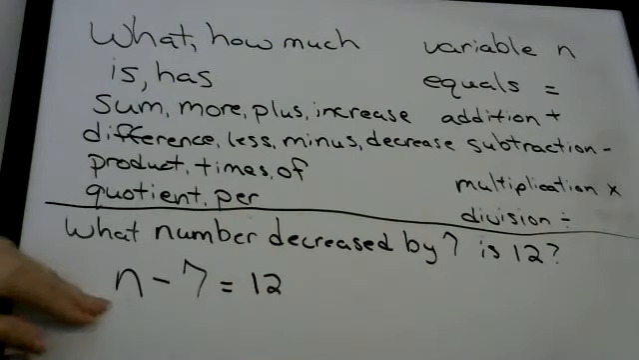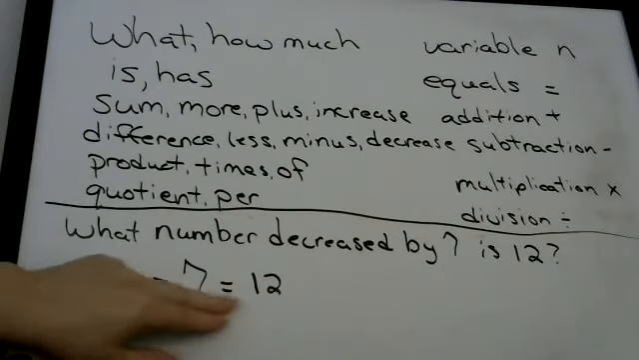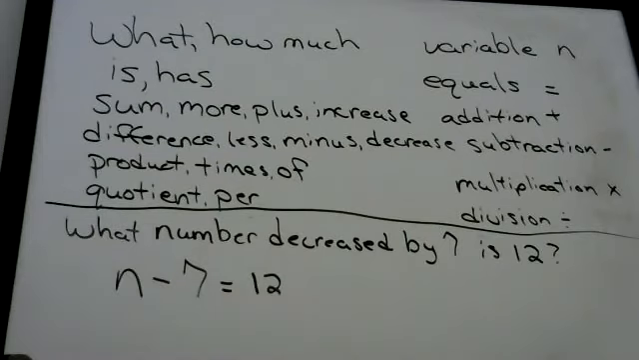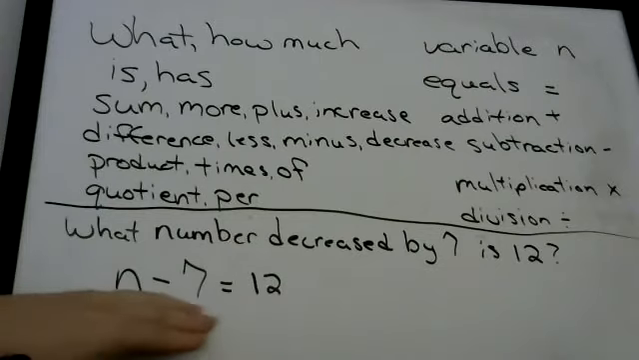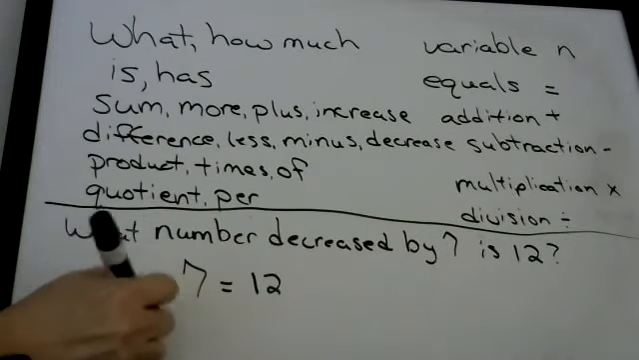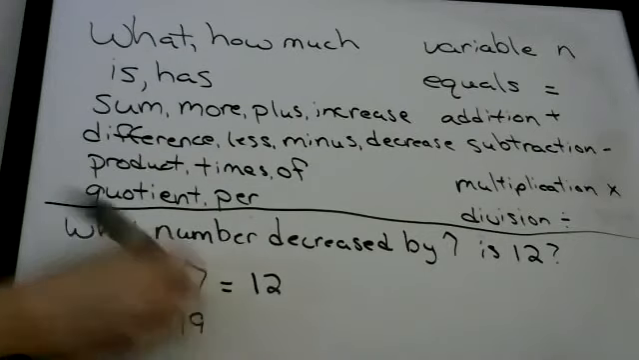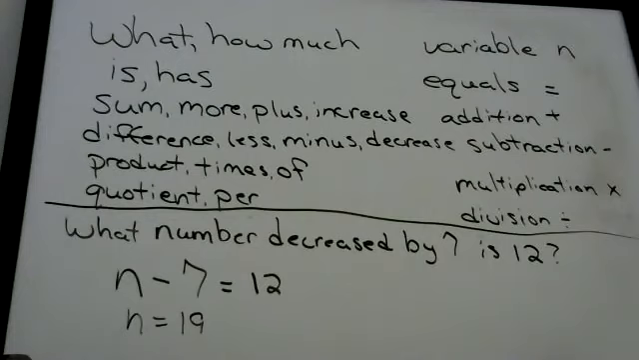What number decreased by 7 is 12? In the next part 2 video, I will show you how to actually solve this mathematically. But for now, let's just think about it logically. What number, if we take away 7, is going to give you 12? Well, the answer is going to be 19, because 19 minus 7 equals 12.